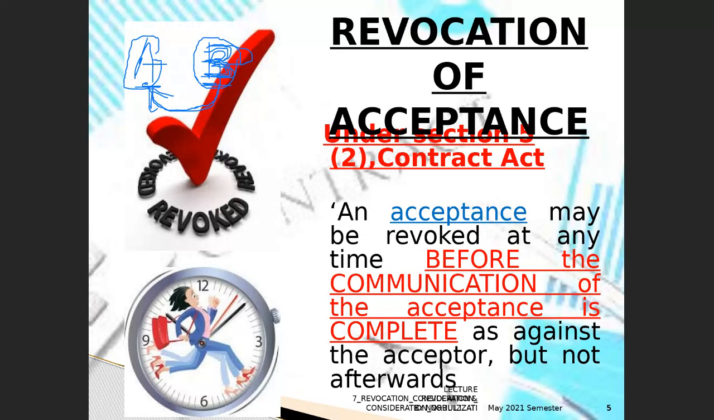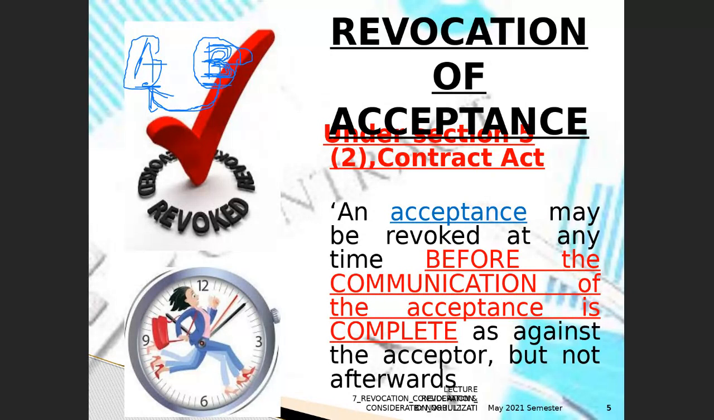Okay, acceptance can be revoked before the communication of acceptance is complete. But once B has already given the answer, no revocation is allowed. That means the contract will be formed. Once B gives the answer to A, the contract is already formed. So let's say A one day sues B because he already gave the answer but he cancelled. So B has to be liable for the breach of the contract.